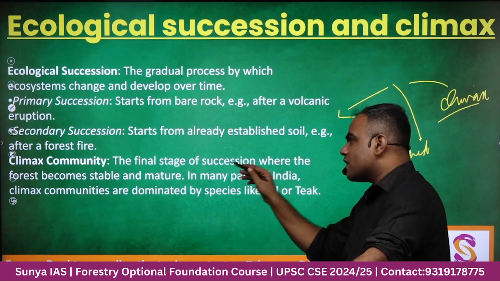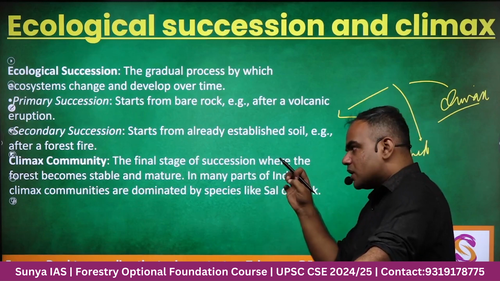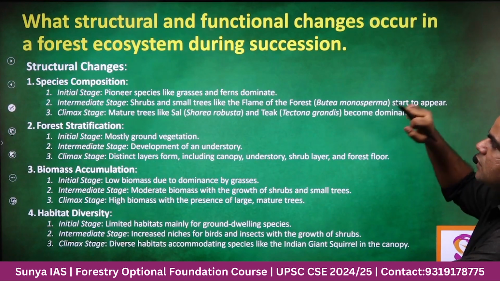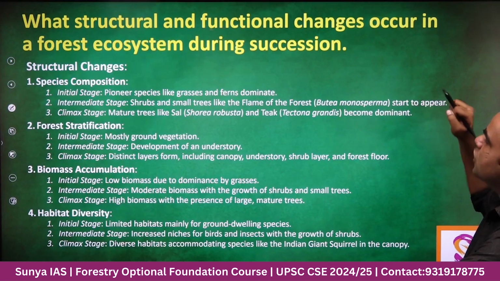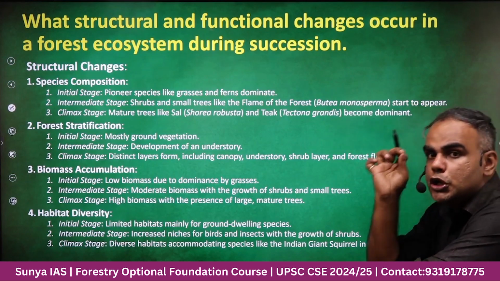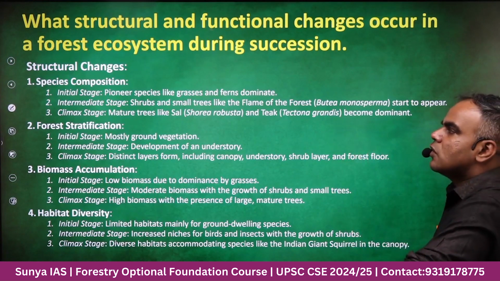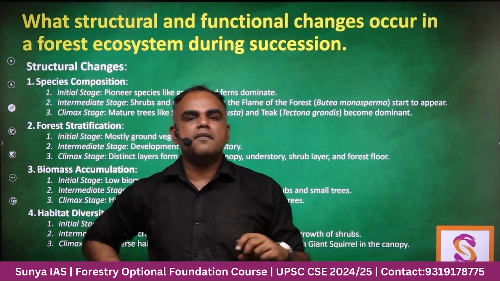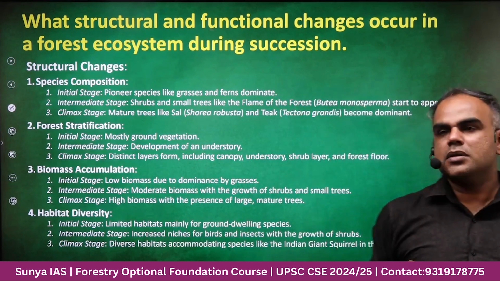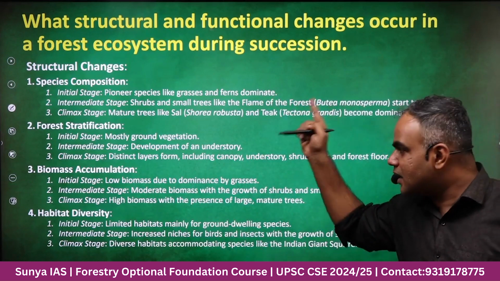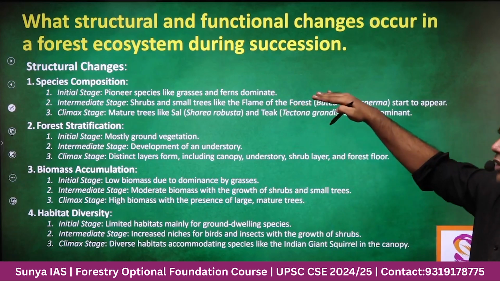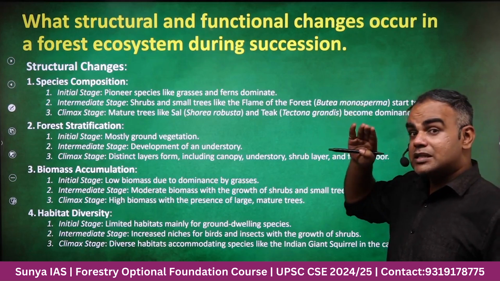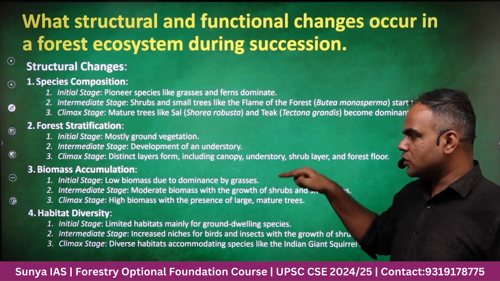Climax community was the final stage of succession where the forest becomes stable and mature. Now this was the question which was asked: what structural and functional changes occur in a forest ecosystem during succession? What structural changes happen and what functional changes happen? Because the question is asking structural things, I have made the answer very structured. In structural changes, I have 4 headings: composition of species, forest stratification, biomass accumulation, and habitat diversity.